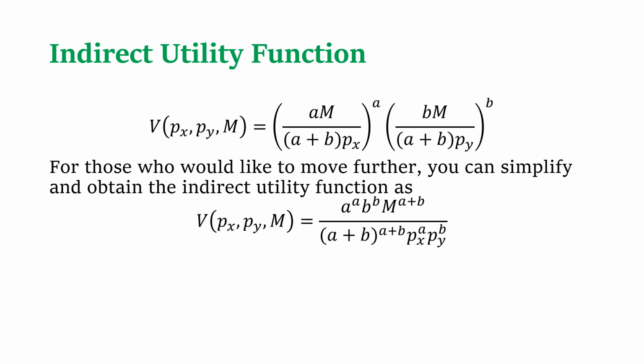So clearly here, the indirect utility function is a function of the price of the two goods and income. It varies indirectly with the prices of the two goods and directly with the income of the consumer. So this is the indirect utility function.